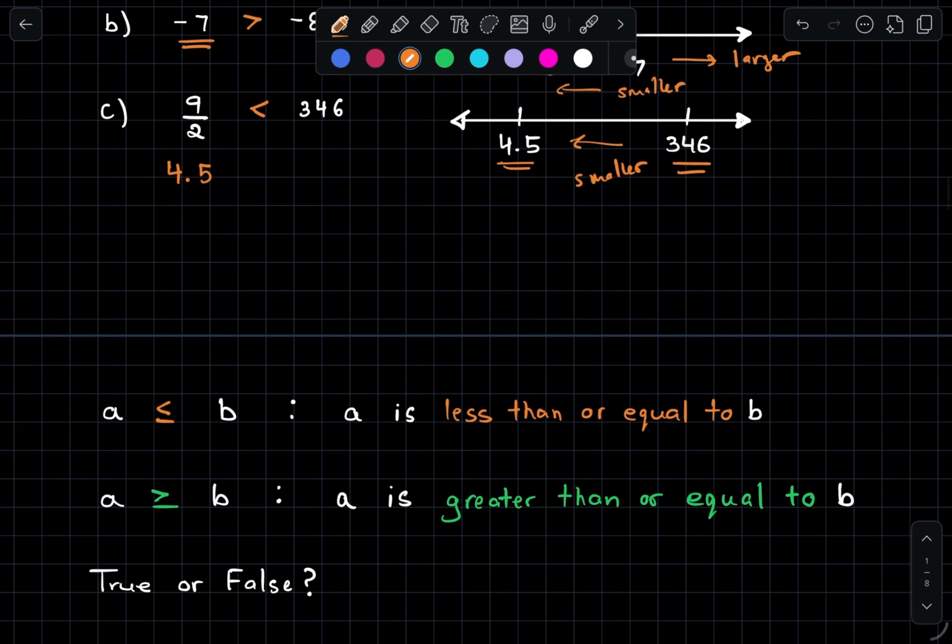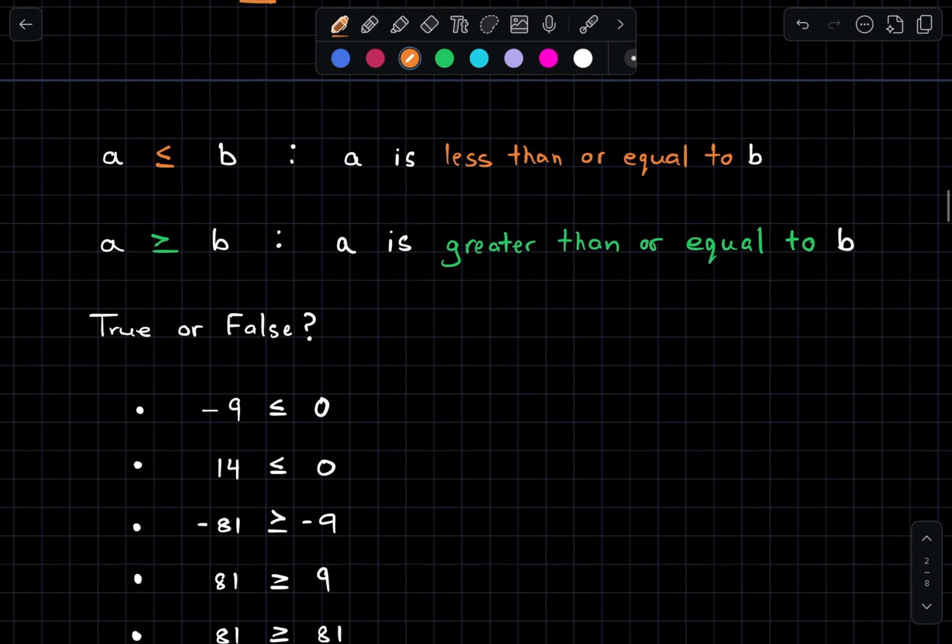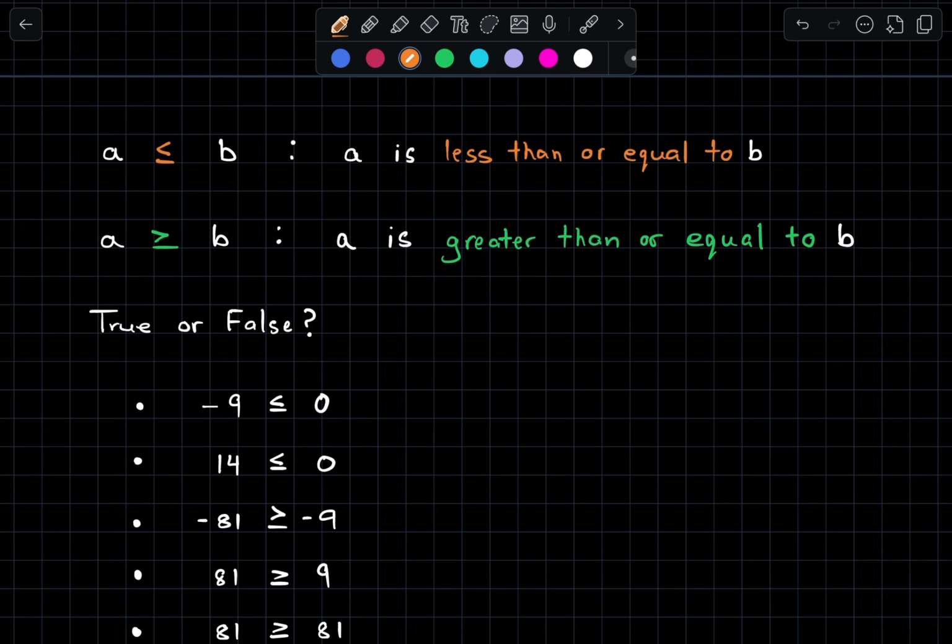Those are not the only kinds of inequality symbols that we have. Inequalities meaning anything other than an equal sign. Okay. So the next two that we're going to consider are less than or equal to. So now it's the same kind of symbol as less than, except you've got this extra line underneath it. And the same thing with greater than. It's the same symbol as greater than, but now you've got this extra line underneath it. So this is going to denote equal to. So it's less than or equal to, or greater than or equal to.